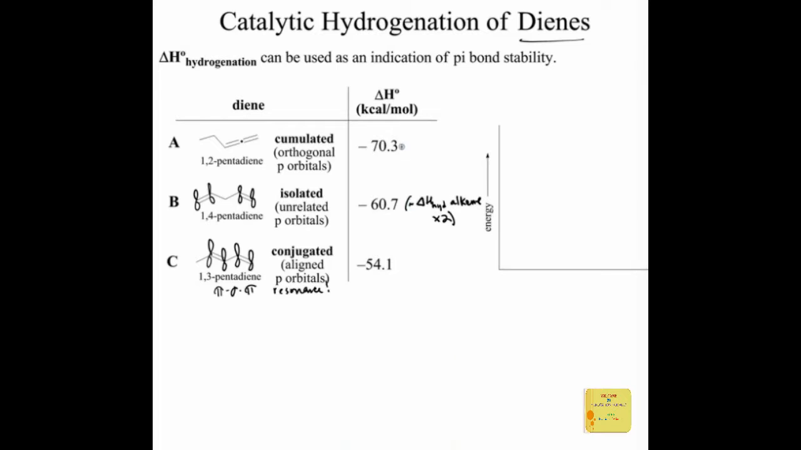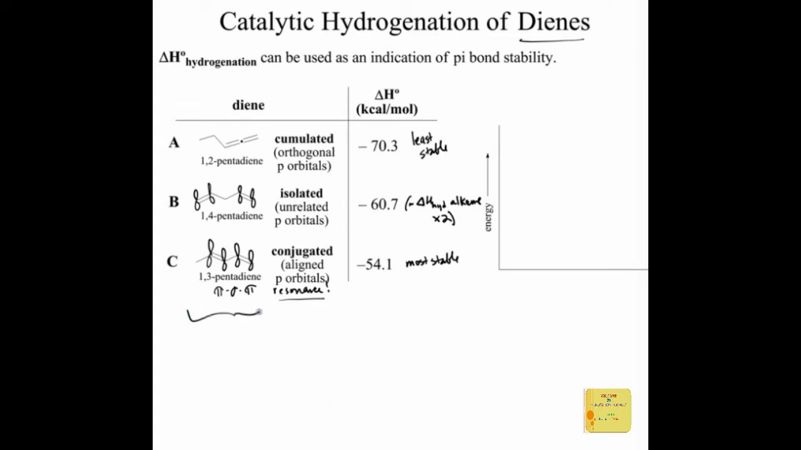But when we force those double bonds to be cumulated, it actually increases the amount of energy given off for hydrogenation. That tells us that arrangement is less stable. This is the least stable of all three. Putting those two pi bonds perpendicular to each other destabilizes the pi bonds, whereas putting them in a conjugated relationship actually stabilizes it. This is the most stable, and that's because of the resonance. So we can use the heat of hydrogenation data to get evidence of which arrangement of double bonds is more or less stable.